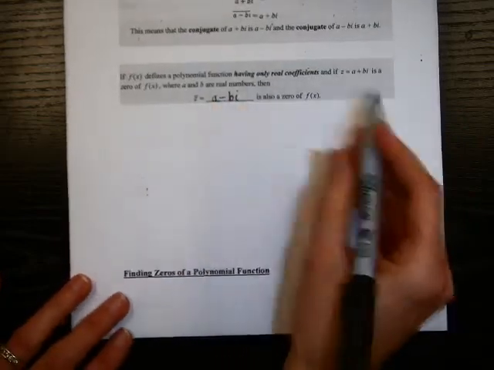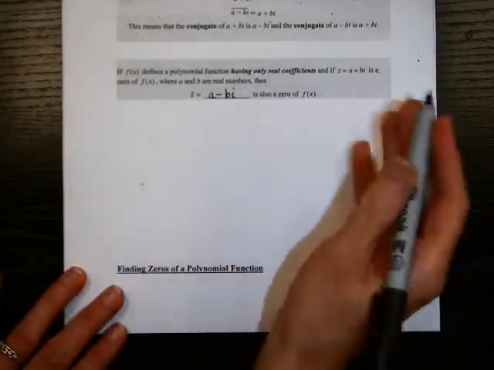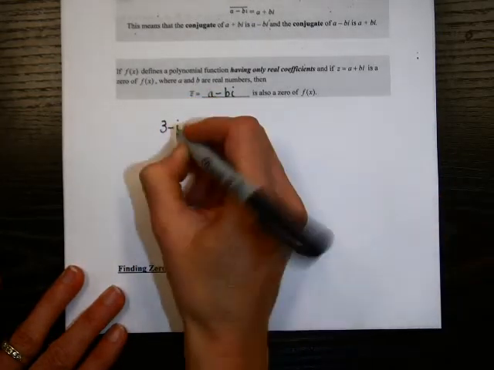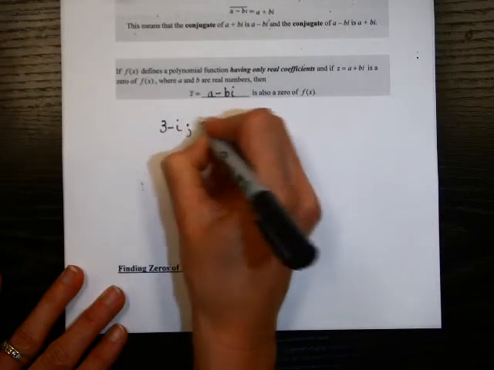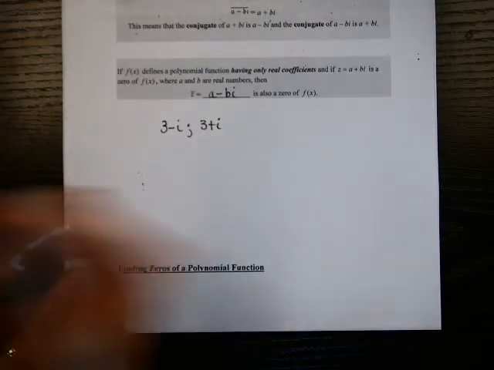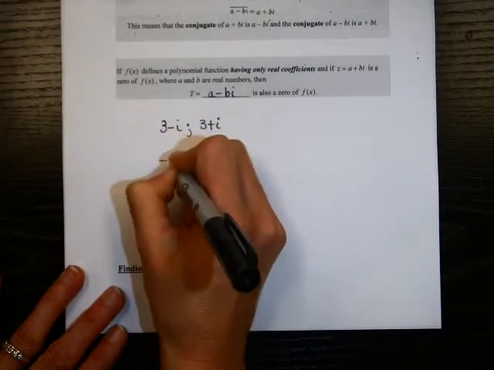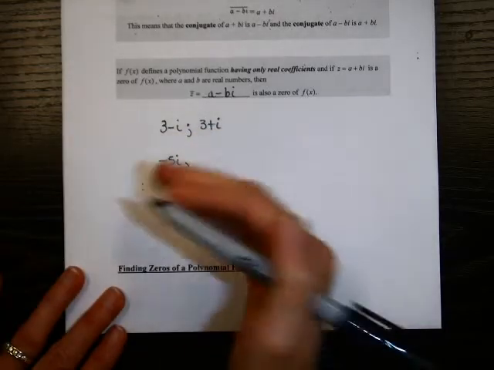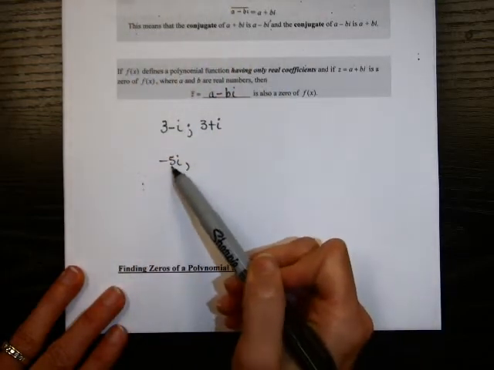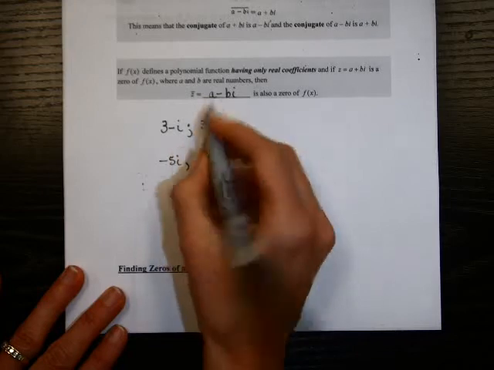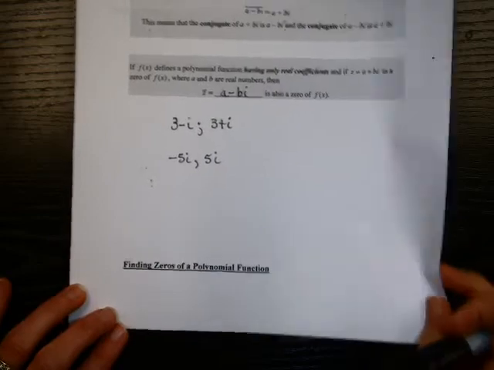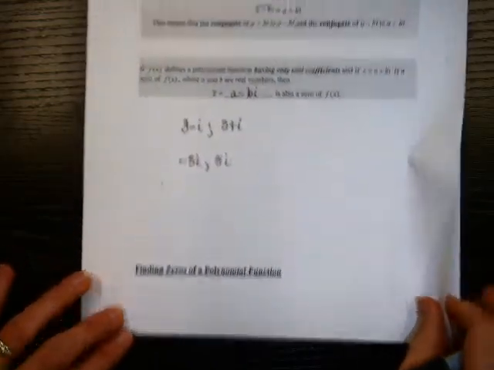So let's think about that in more plain terms. If they gave me that 3 minus I was a zero, then I know for sure the conjugate of that, 3 plus I, would also be a zero of that polynomial. If we were given that negative 5I is a zero of a given polynomial, then I know for sure by this conjugate zeros theorem that the conjugate of negative 5I would also be a zero, which in this case would be positive 5I.